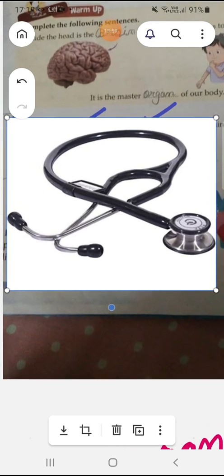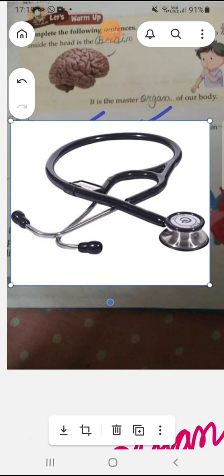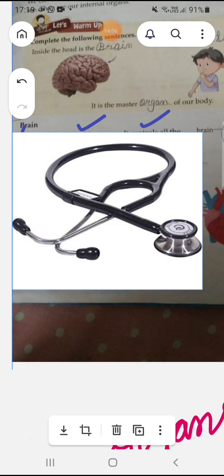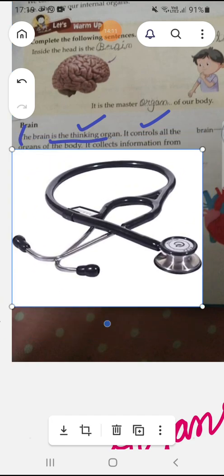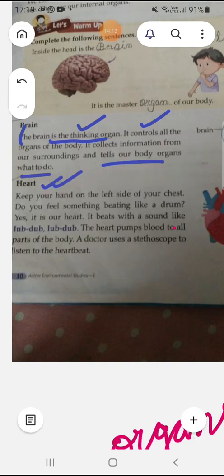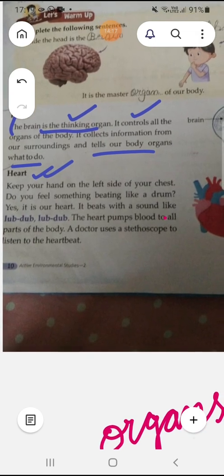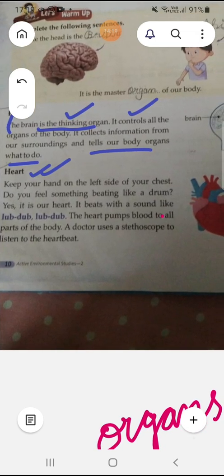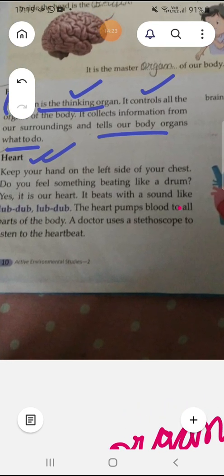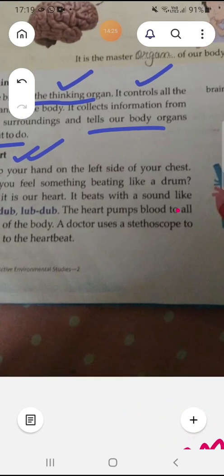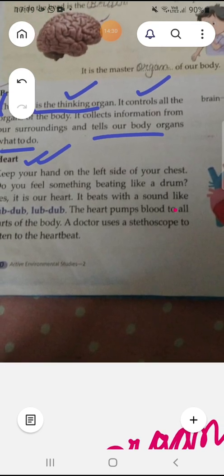I hope you have gone to the doctor whenever you are ill, and the doctor examines you with this instrument. So this one is called a stethoscope. Learn the spelling properly, all of you. The doctor uses a stethoscope to listen to the heartbeat. So the doctor listens to the heartbeat with the help of this instrument, and the instrument is called a stethoscope.